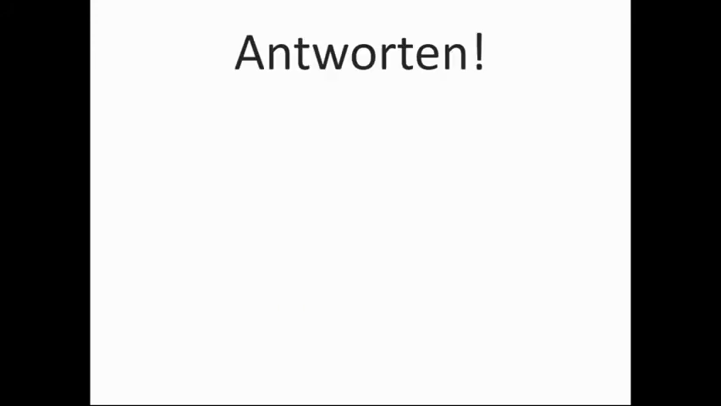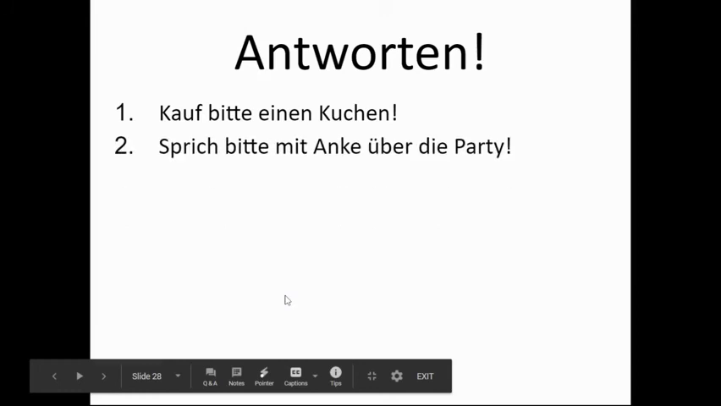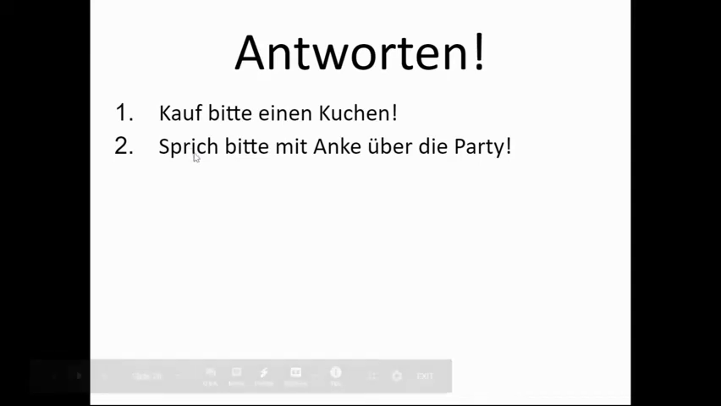All right, and now we're back, okay? We already did Nummer 1, and that answer was Kauf bitte einen Kuchen. All right, what'd you get for Nummer 2? Sprich bitte mit Anke über die Party. Did you remember that sprechen is a stem-changing verb and it's going to go from e to an i? If not, fix it and make a note in your guided practice so that you know that that's a mistake that you made. Nummer 3.